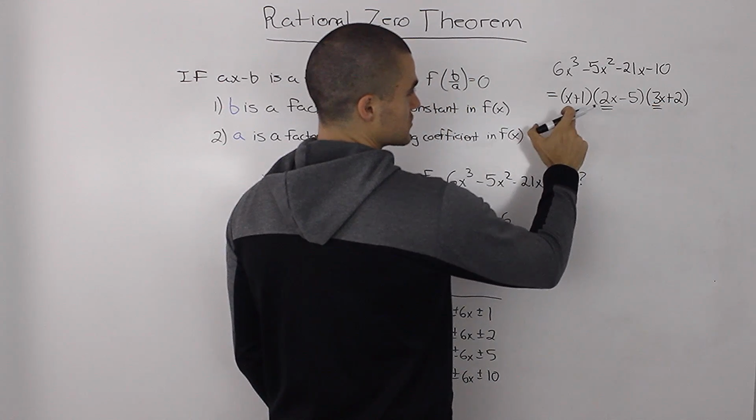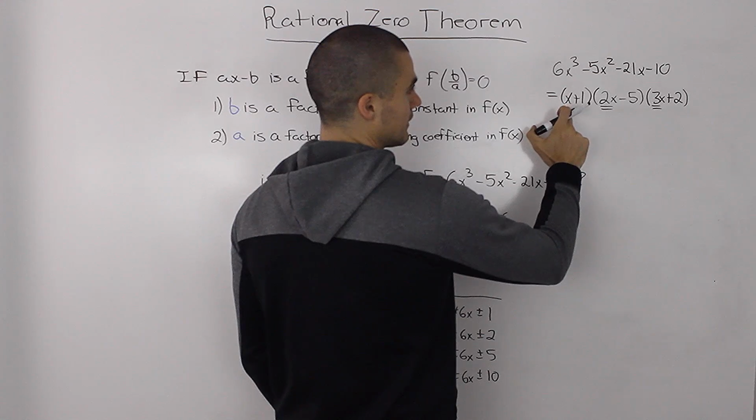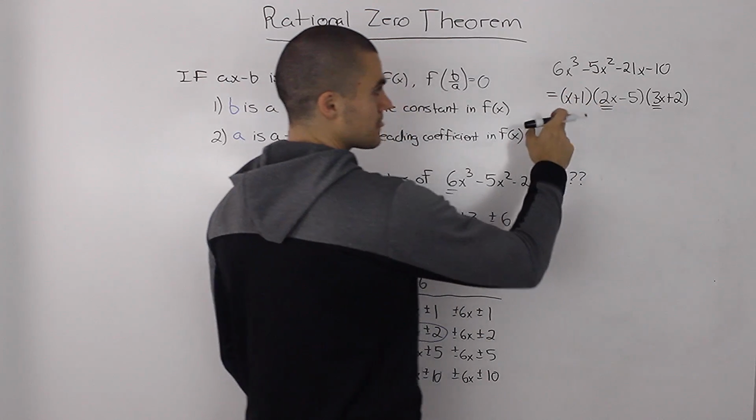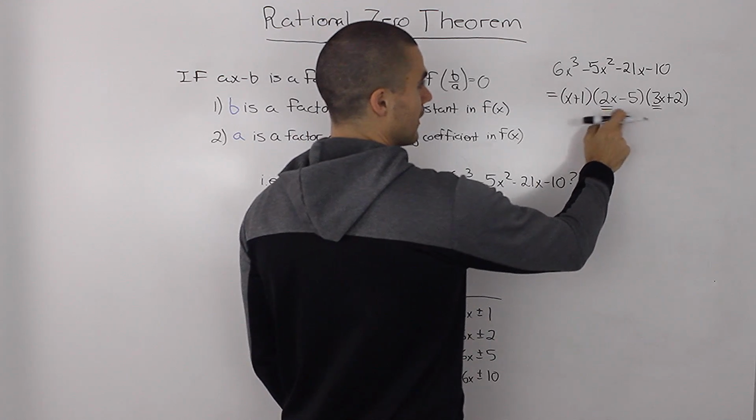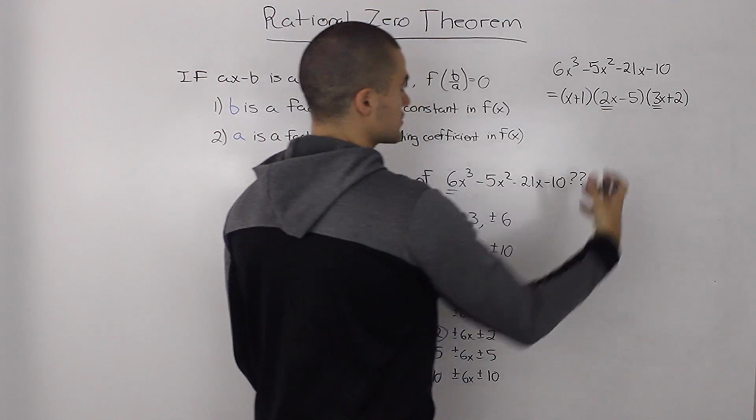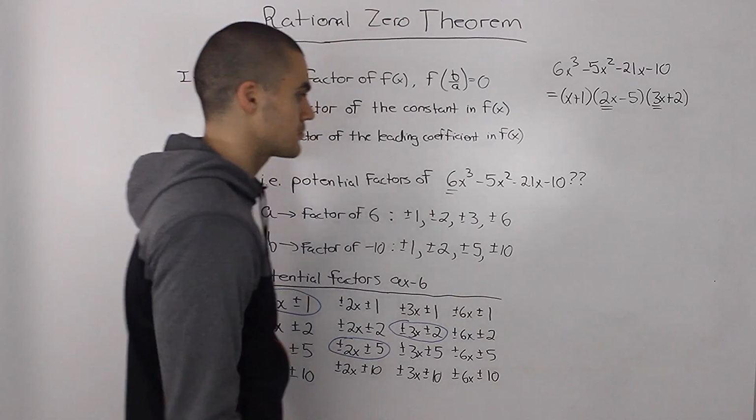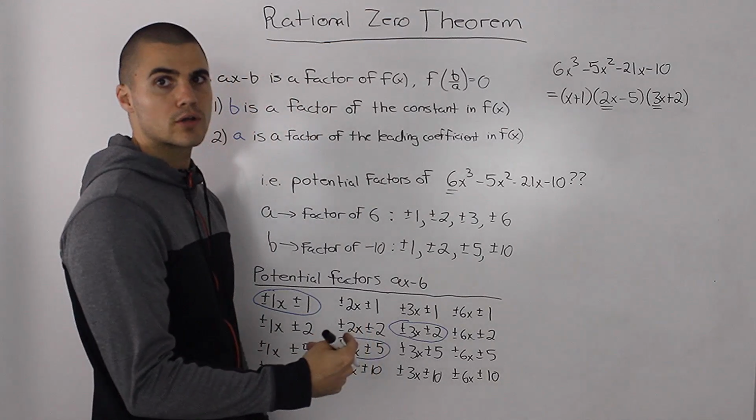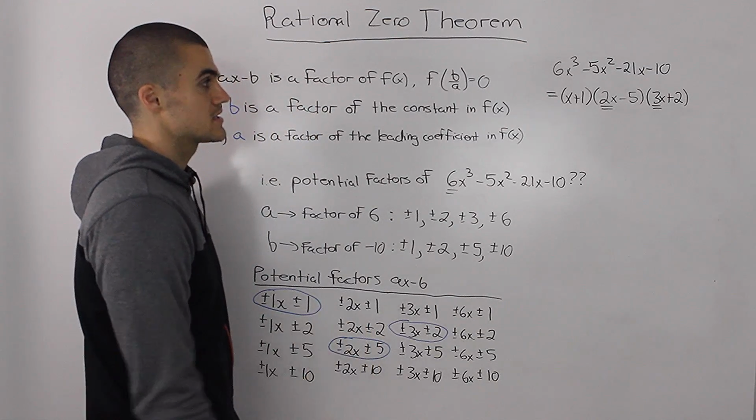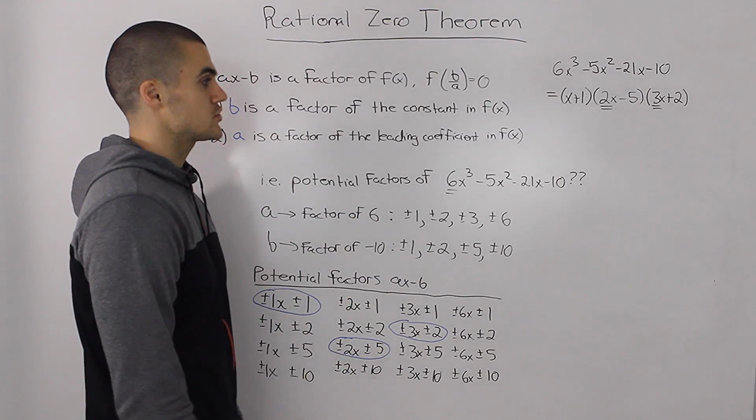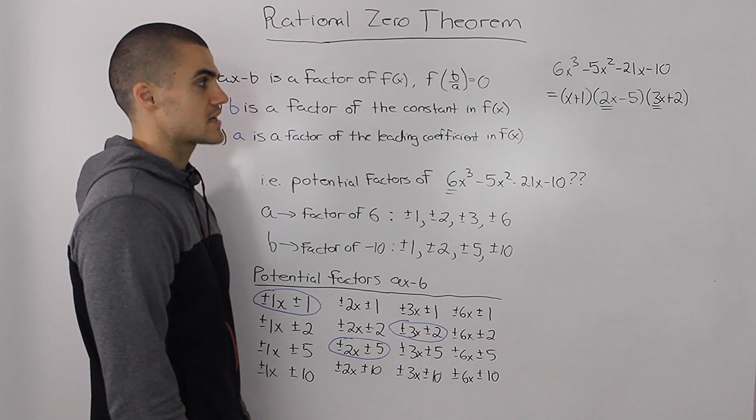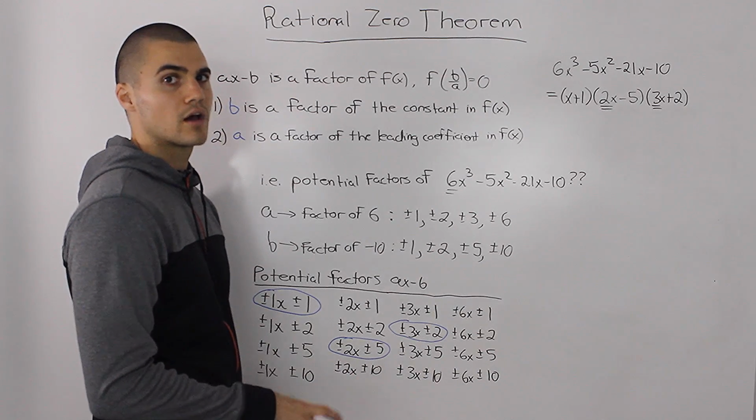So when the a value is 1, like here, this 1x plus 1, those kinds of factors are easier to find, but when the a value isn't 1, those factors are tougher to find, and that's when this theorem can be pretty useful. In fact, we're going to go over the process of factoring polynomials in the next video, so make sure you watch that because it's a very important component of this course.